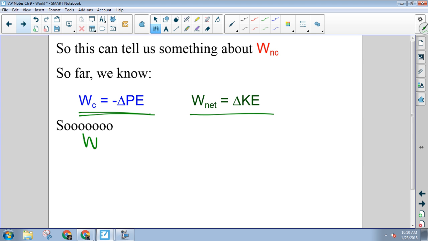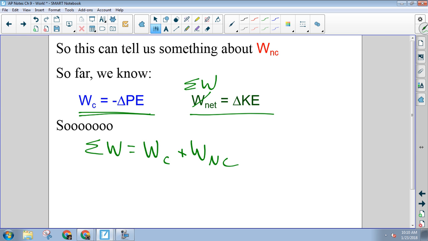So do you guys agree that net work is the total of all of the individual works, right? Oh, sorry, you guys said you wanted the sigma. Okay. Sigma W, there we go. Okay, so net work, shouldn't that just be equal to the work done by conservative forces plus the work done by non-conservative forces? Right? I mean, all of our forces are either conservative or non. So we ought to be able to find the total work by just adding up the work done by those two categories of forces. Follow?